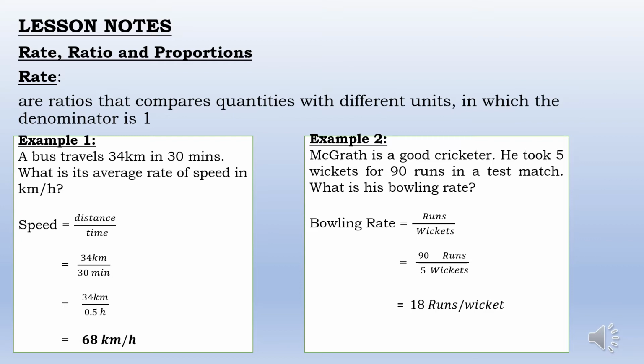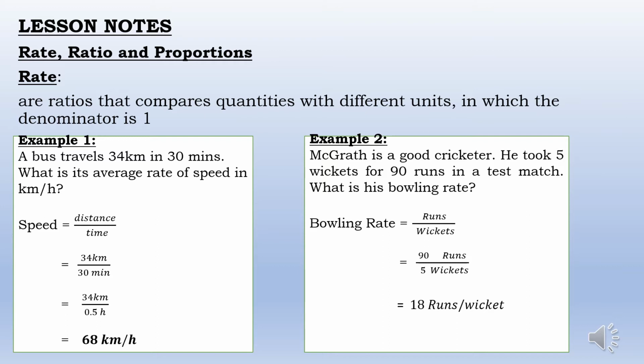In our first slide, we will discuss rate. Rates are ratios that compare quantities with different units in which the denominator is 1. Example 1. A bus travels 34 kilometers in 30 minutes. What is its average rate of speed in kilometers per hour? The speed has to be in kilometers per hour.